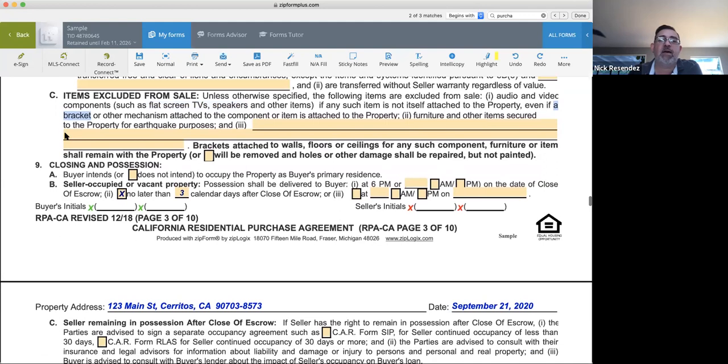Now the mounts themselves are addressed. Brackets attached to walls, floors, or ceilings shall remain with the property. So if the seller installed a wall-mounted flat screen TV, the TV goes, but the mount is supposed to stay unless they check the box and say, we'll remove the mount and we will patch the wall, but we're not going to paint the wall, okay? It does state specifically not painted.